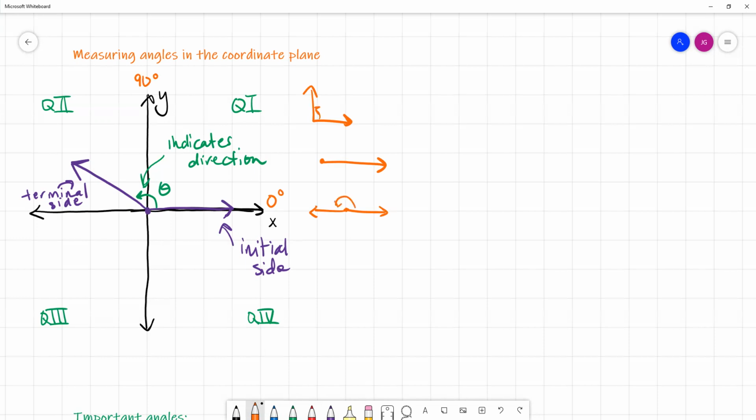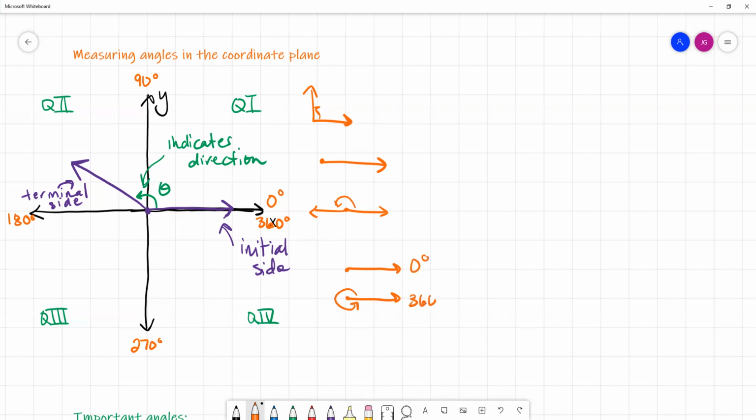Something like this, then that's going to be 180 degrees. So right here would be 180 degrees. And so then we can kind of guess this will be 270. And if I make a complete circle, then that's going to be 360 degrees. Okay, and so that's why it's important to indicate the direction, because this right here is 0, but this is 360. This is 0 degrees.